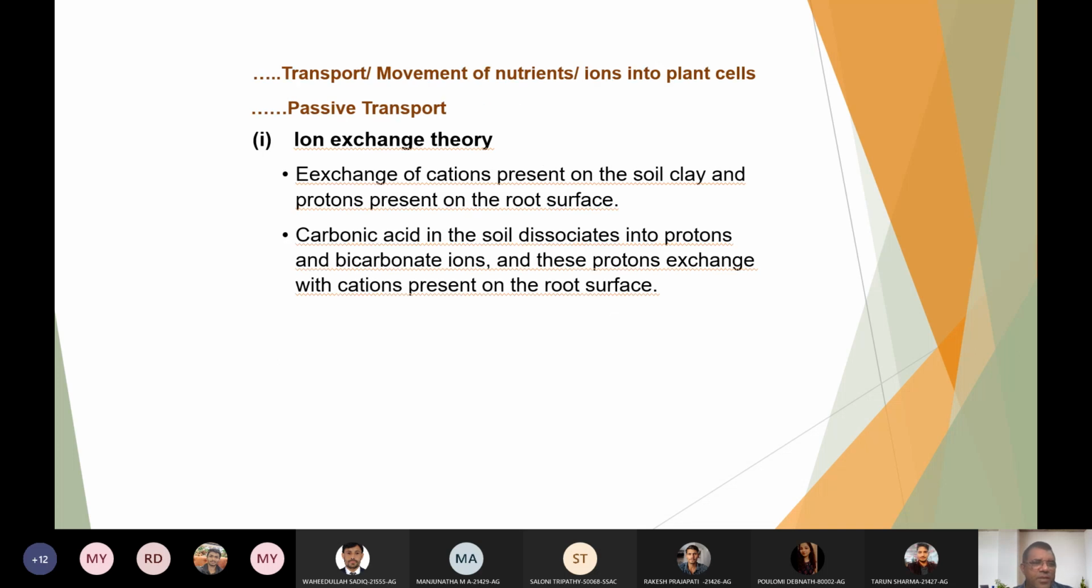Now, ion exchange. Exchange of cations present on the soil clay and protons present on the root surface. So this exchange happens. The proton may be hydrogen. Carbonic acid in the soil dissociates into protons and bicarbonate ions, and these protons exchange with cations present on the root surface.